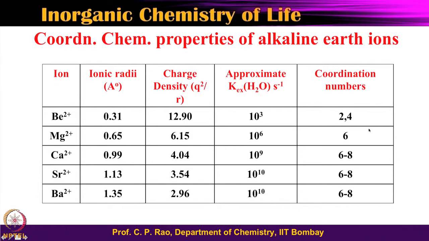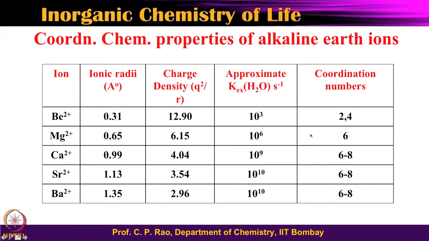Having looked at the alkali ions, let us look at the alkaline earth ions. Among the alkaline earth ions, beryllium, magnesium, calcium, strontium, barium, which are important in biological systems? Magnesium and calcium. You go from the very small size of beryllium to a considerable size for magnesium, to a larger size and larger and larger. Similarly, charge density will decrease. Now you can see with very small size, a very small exchange rate. For magnesium, 10 power 6 is a reasonably good rate, calcium 10 power 9. So, 10 power 6 to 10 power 9.